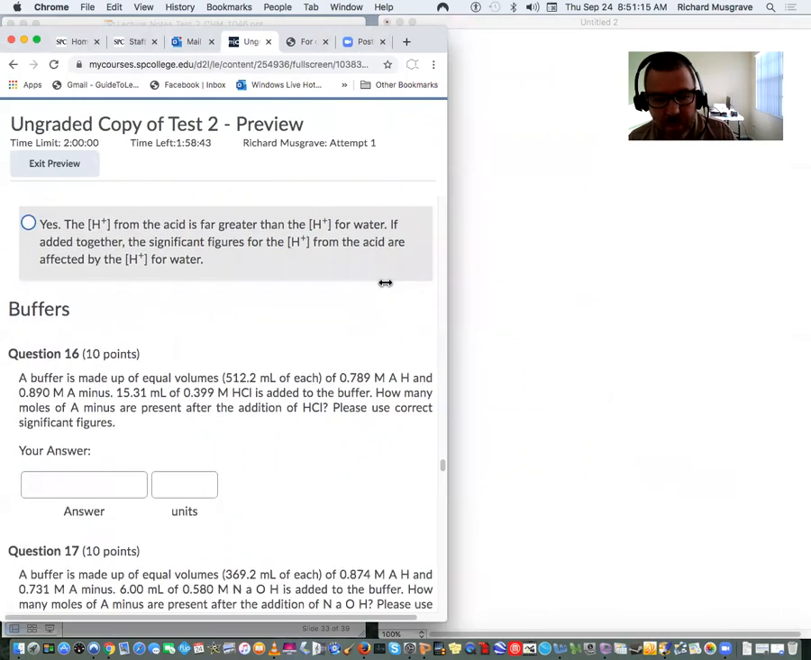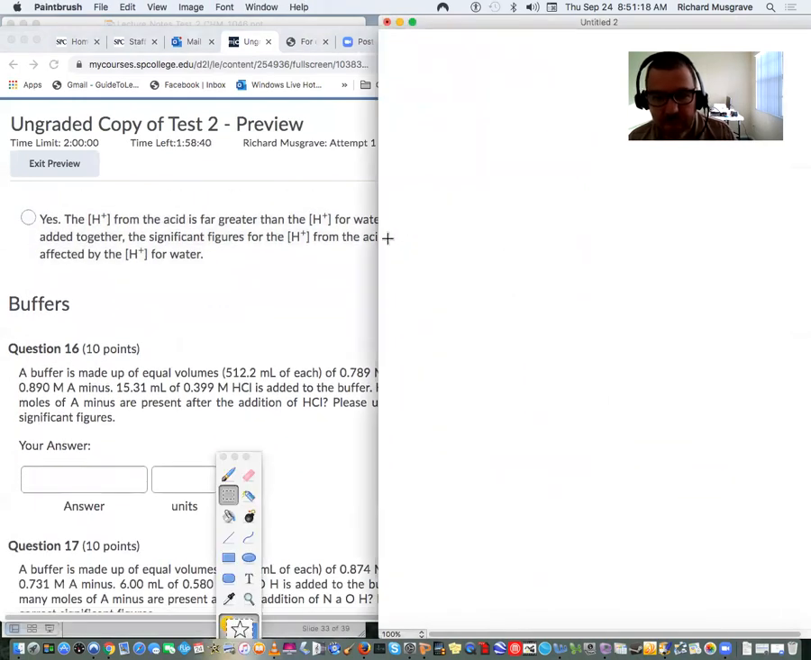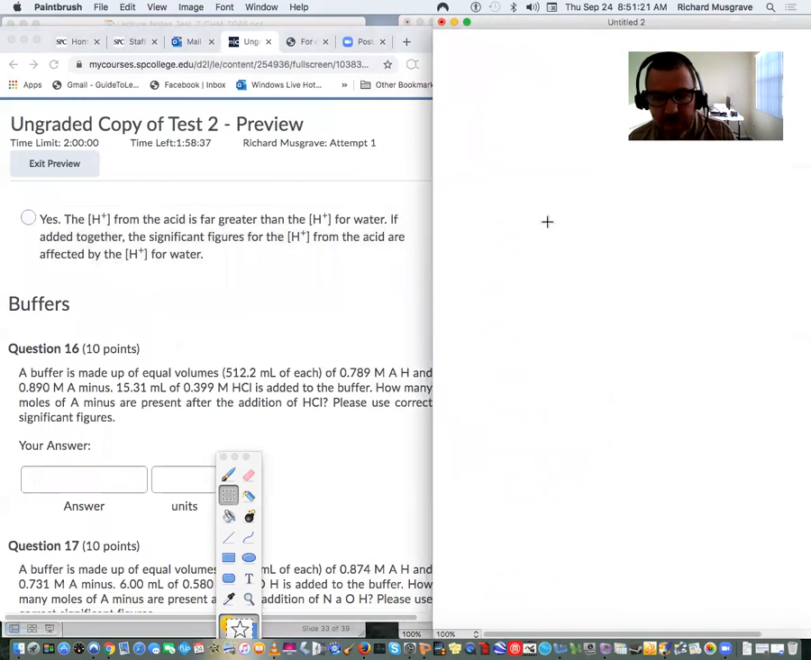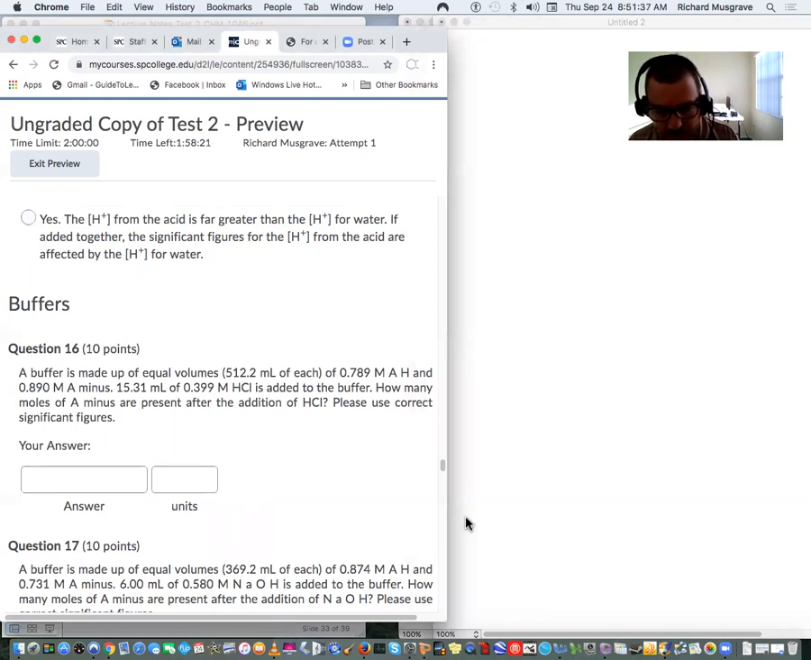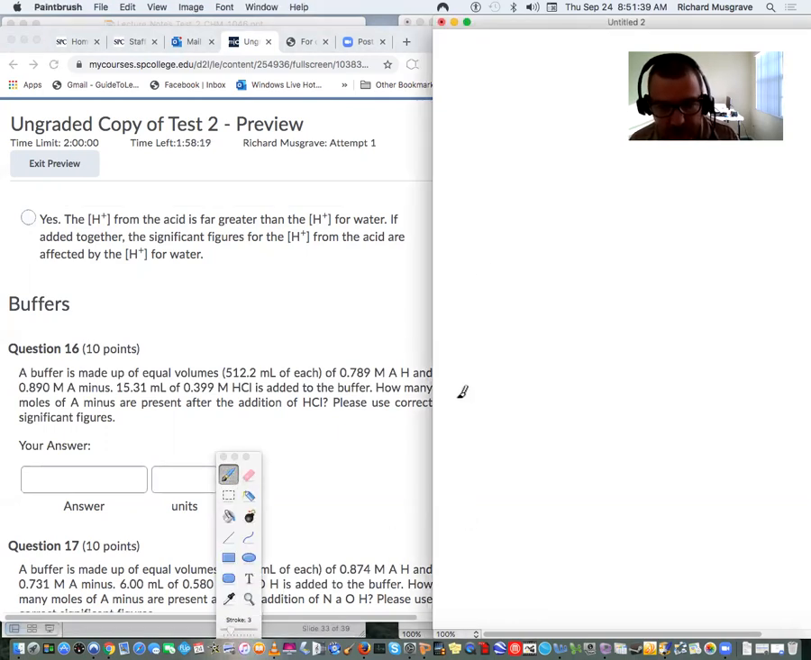Okay. And it does ask for the correct significant figures here as well, so that's going to be important too. Okay, so we have a buffer of 512.2 mils of each, and it's 0.789 molar. I'll just draw a picture of this because it can be helpful, I think. Here we go. So these are both 512.2 mils.